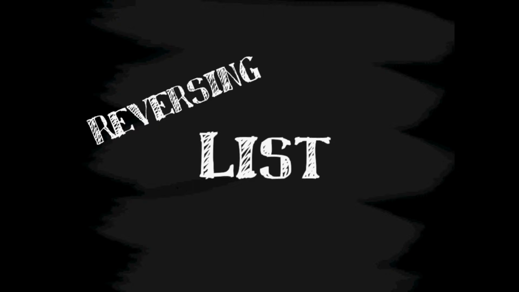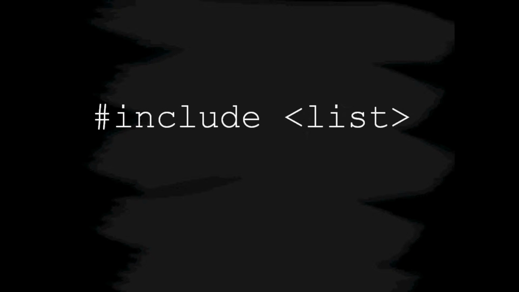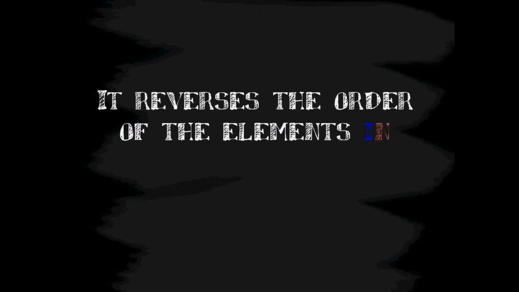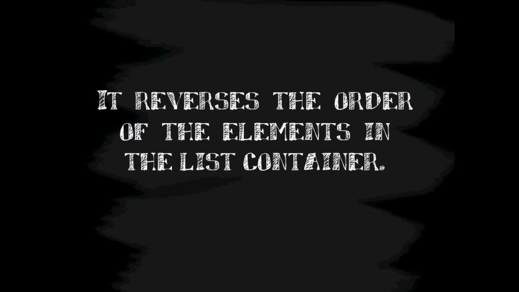First, of course, in order to use a list container, we have to use this header, which is number sign include, less than operator, list, and greater than operator. Basically, from the word itself, reverse, this function refers to changing the order of the elements inside the list container. To understand it further, I've made this example.